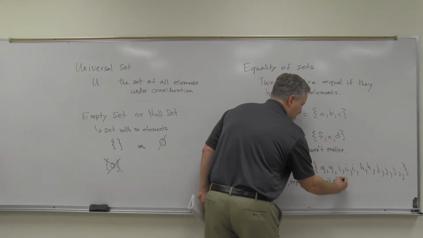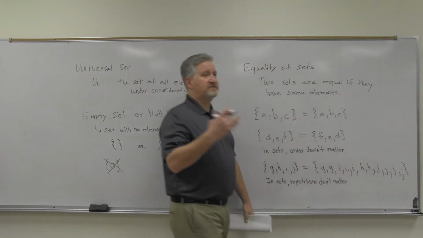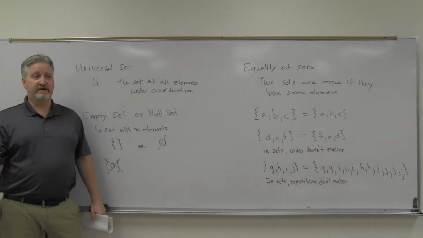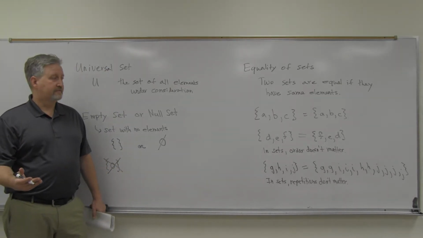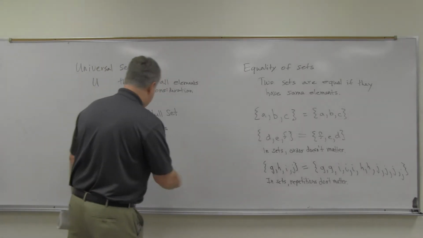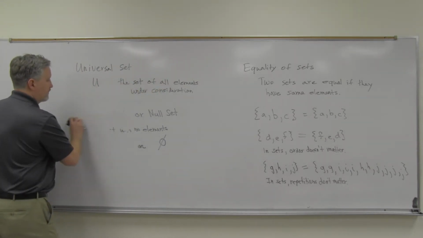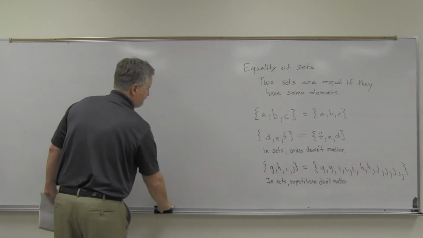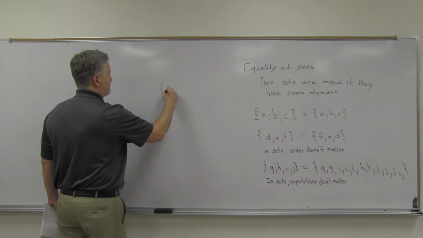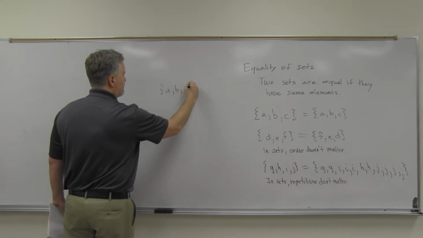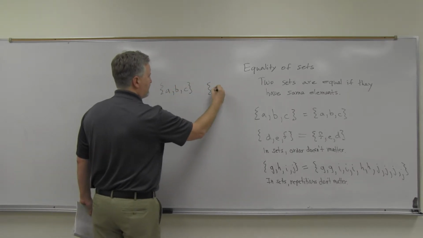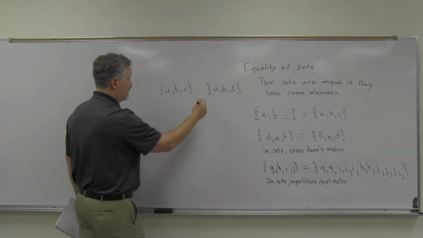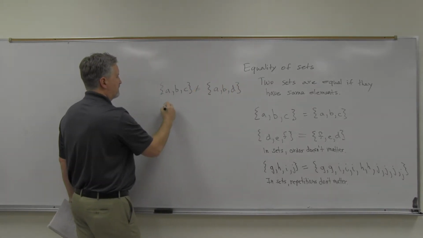In other words, repeating an element doesn't change the set. To change a set, you have to change an element to get it to be not equal. So, yeah, if I wanted ABC and I wanted a different set, I'd have to go ABD or add more elements or something, right?